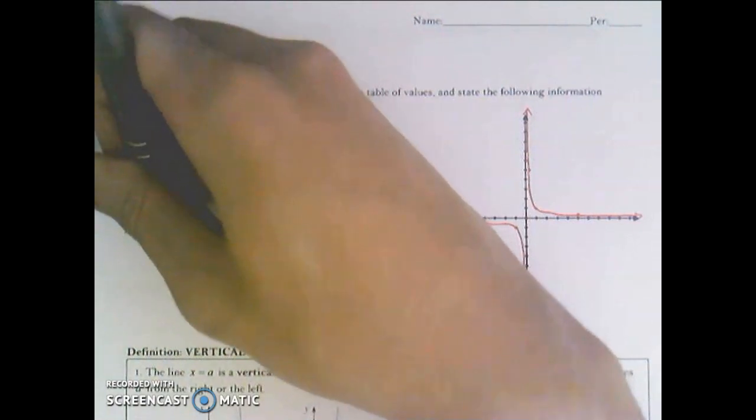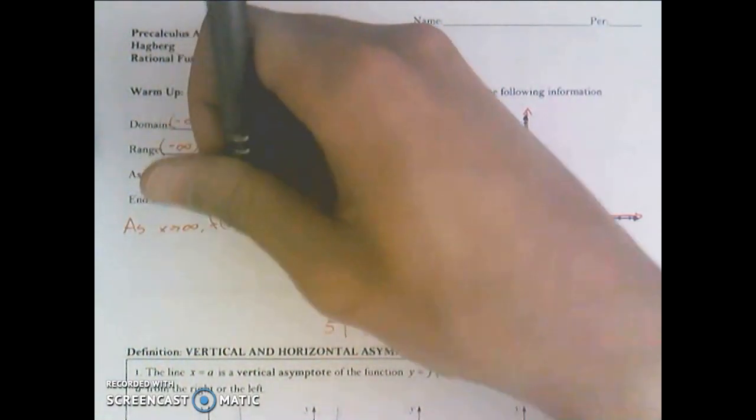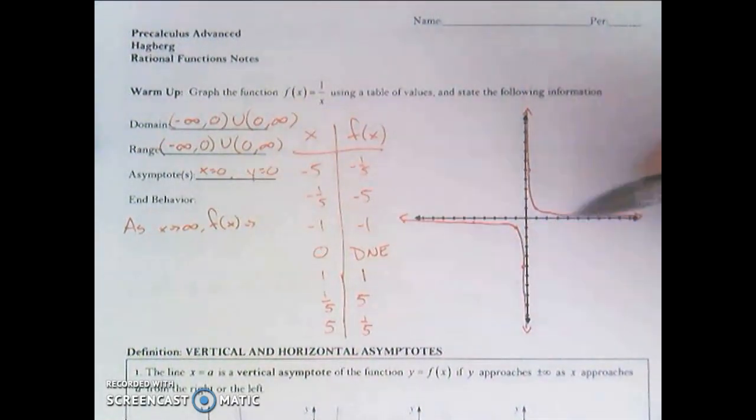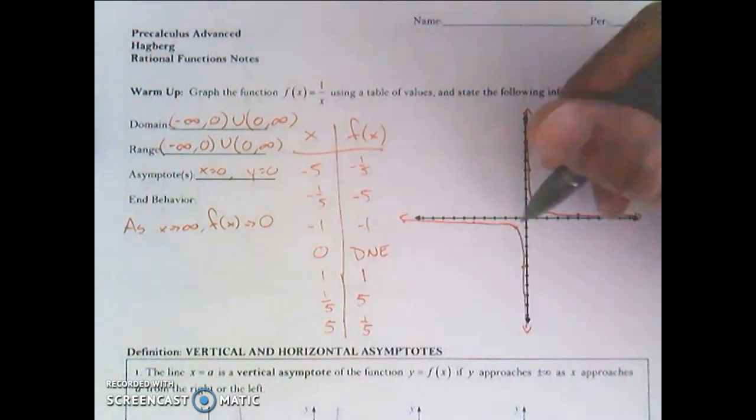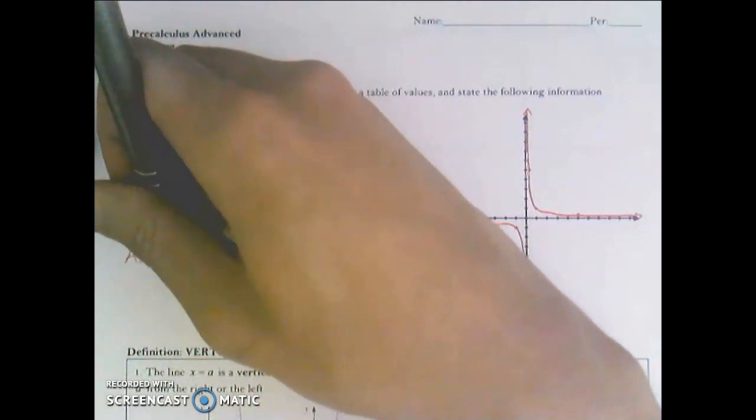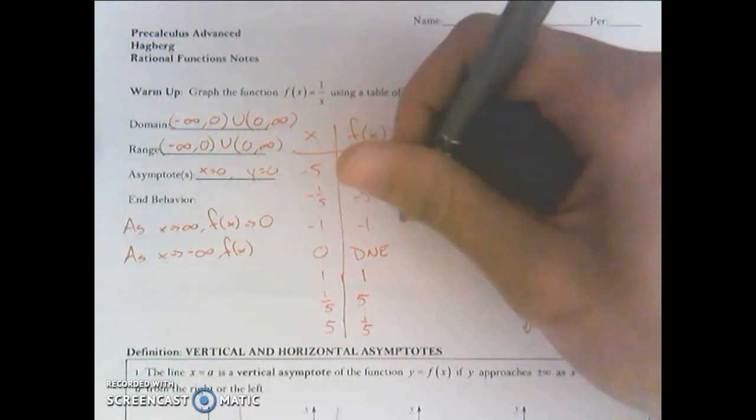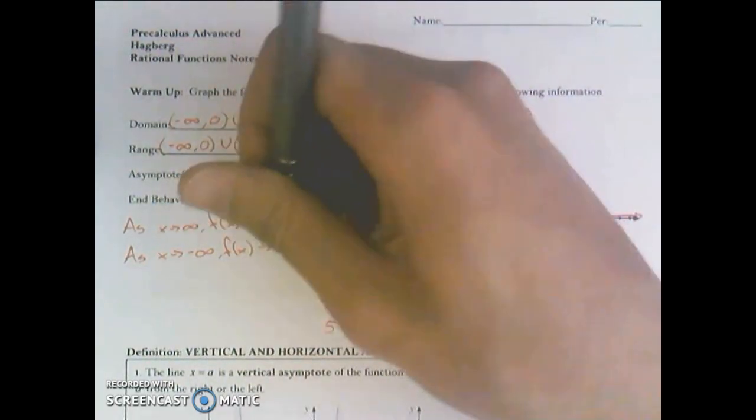Our end behavior, we can say that as x approaches infinity, our function f of x approaches a finite number. Let's see, as x increases, our function gets really close to 0. And as we decrease x, as x approaches negative infinity, our function gets really close to 0 again, but now from the negative side.